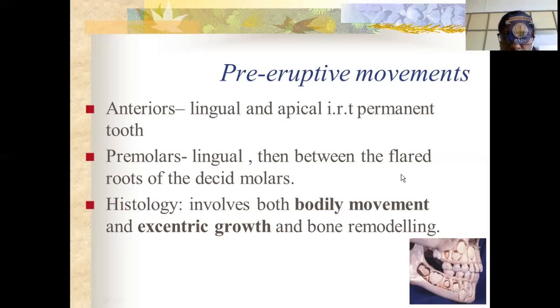When we look at the premolars, we can see that they are placed lingually and later between the flared roots of the deciduous molars. Now, in this stage of pre-eruptive movements, the histology involves both bodily movement as well as eccentric growth and bone remodeling and growth of the children's jaws.